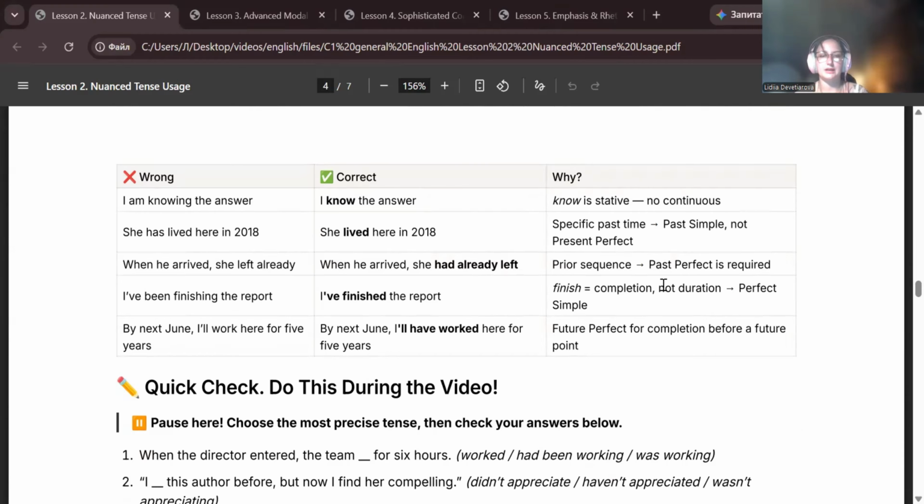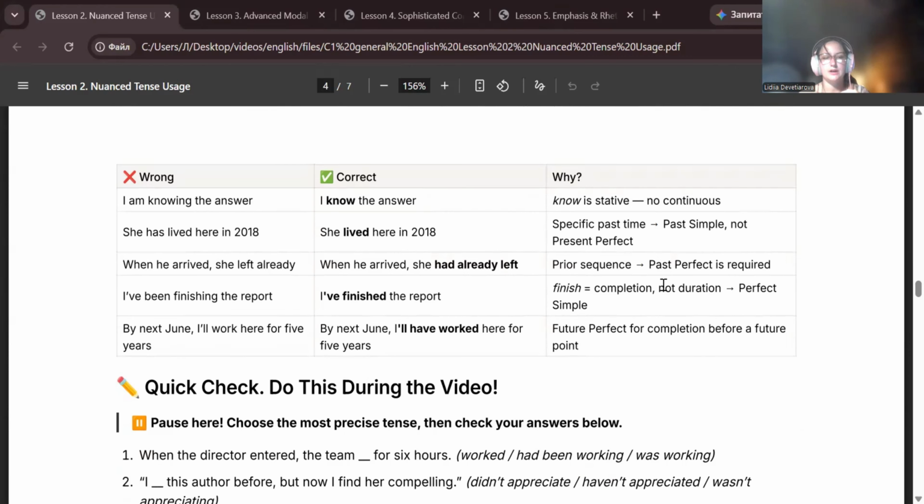I am knowing the answer. I know the answer. No, know is stative. There is no need for continuous. She has lived here in 2018. She lived here in 2018, or she has lived here since 2018.